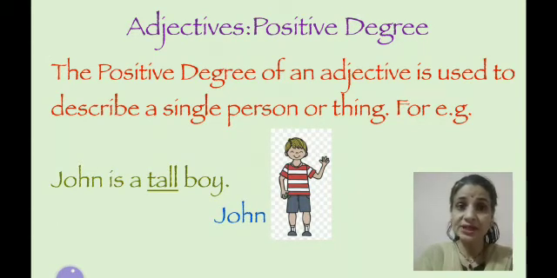What is an adjective in positive degree? The positive degree of an adjective is used to describe a single person or a thing. When we tell the quality of one single person, we use the adjective in positive degree. For example, John is a tall boy. So here we are describing only John. So tall is an adjective in positive degree.